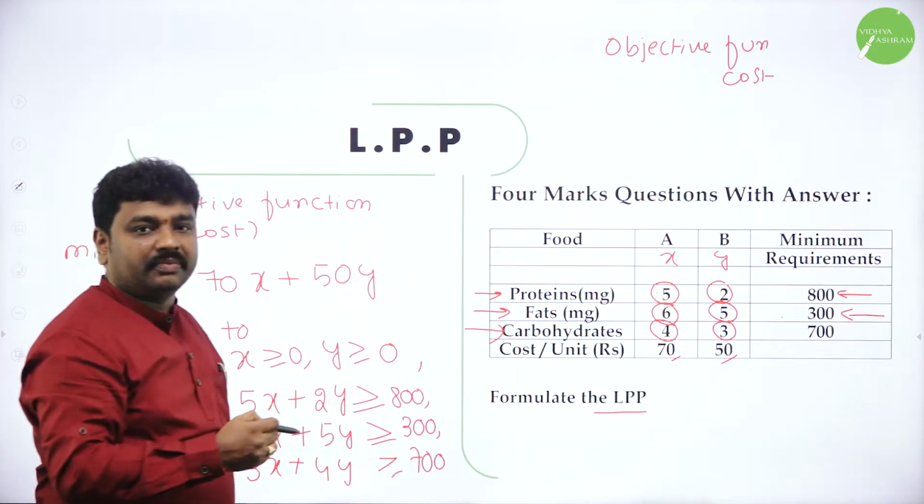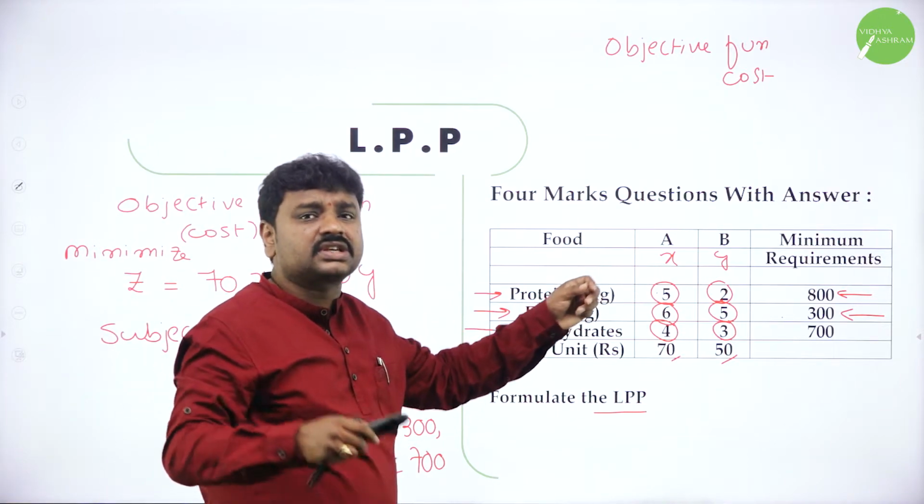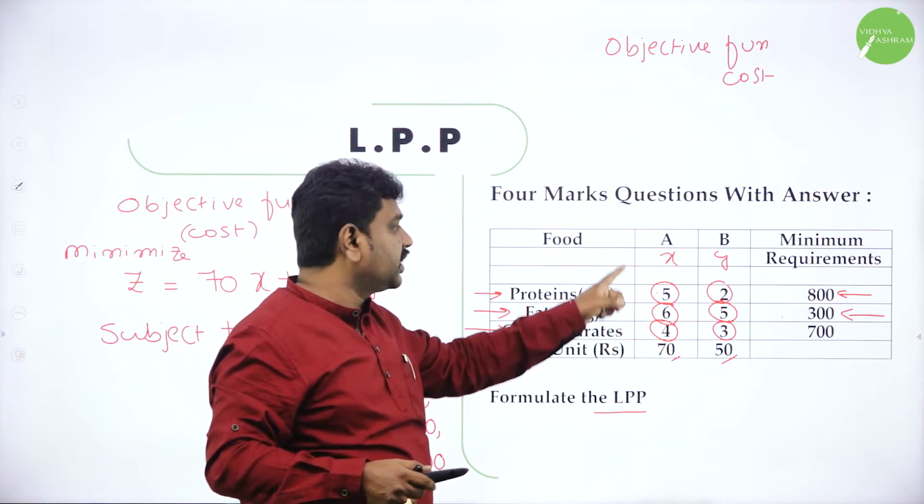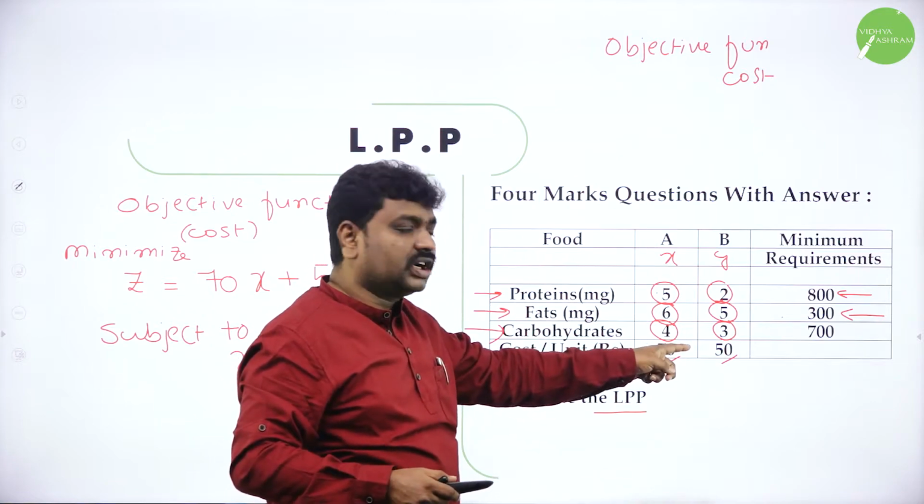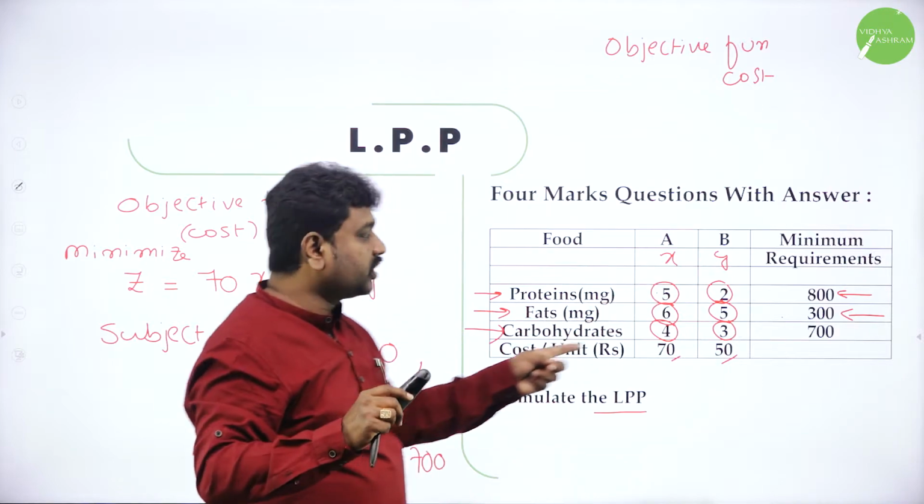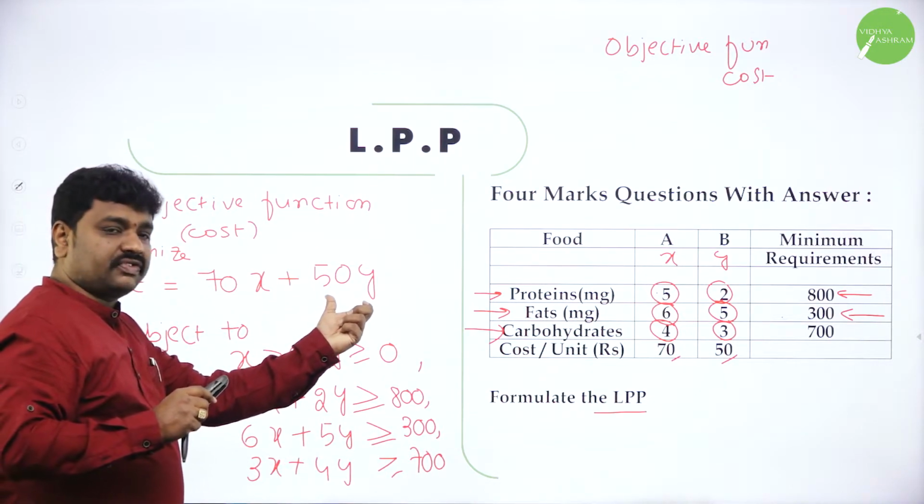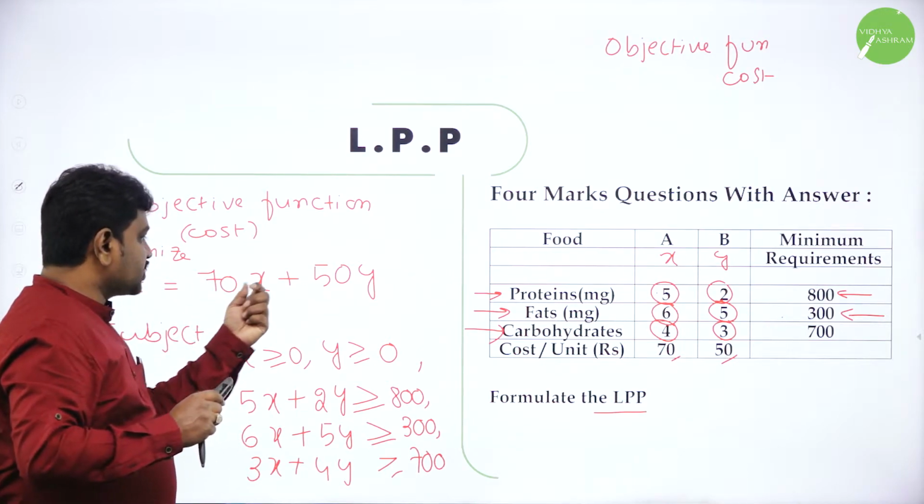And cost should be minimum. Total cost is what? Cost of A plus cost of B. What is the cost of A? 70 for 1 unit, you are taking x units, so 70x. And the cost of B is 50 for 1 unit, we are taking y units, so 50y is the total cost of B. Total cost means cost of A plus cost of B. Cost of A is 70x, cost of B is 50y. So z is equal to 70x plus 50y.